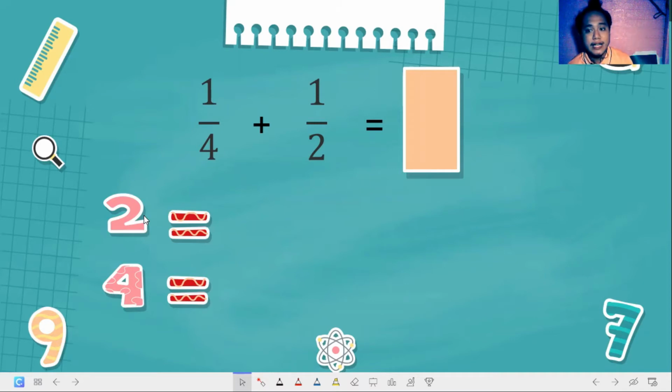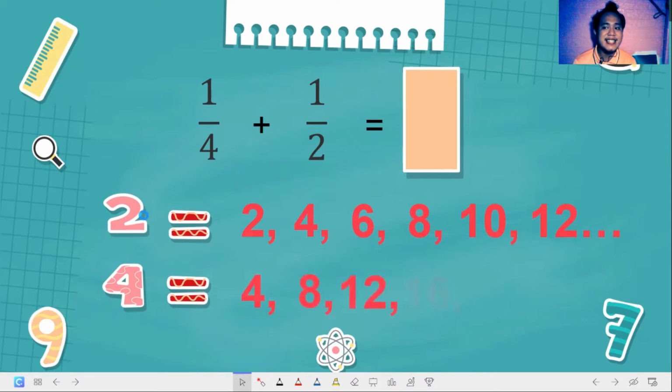We are going to list the multiples of the numbers. For instance, in our case, we are going to use 2 and 4. So let's start with 2: 2, 4, 6, 8, 10, 12, and so on. And how about 4? The multiples of 4 are 4, 8, 12, 16, 20, and 24, and so forth. I just identified 6 multiples of 2 and 4.